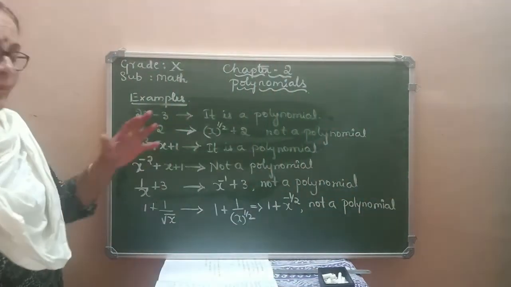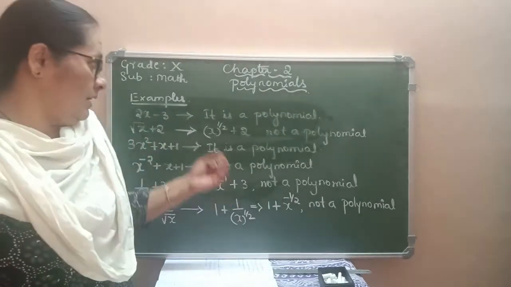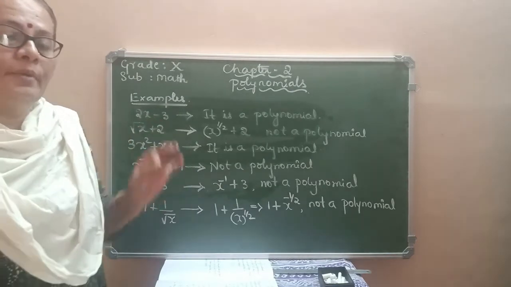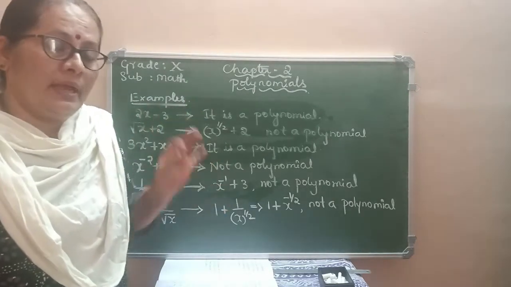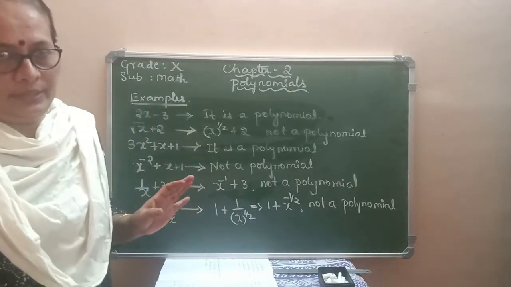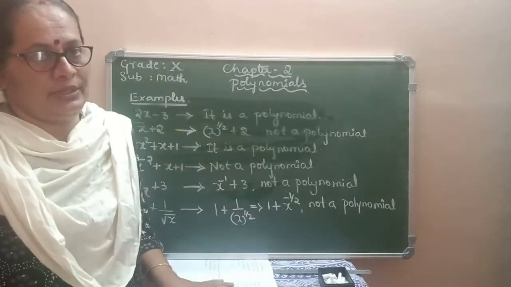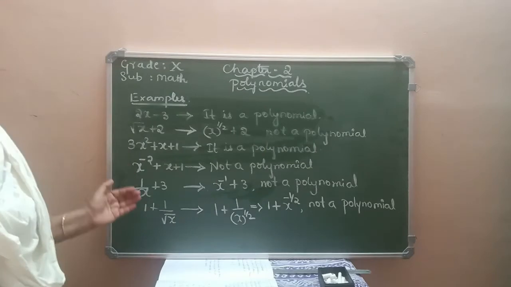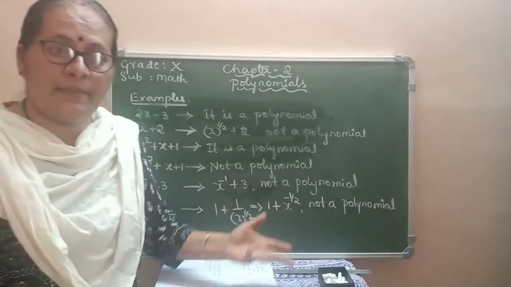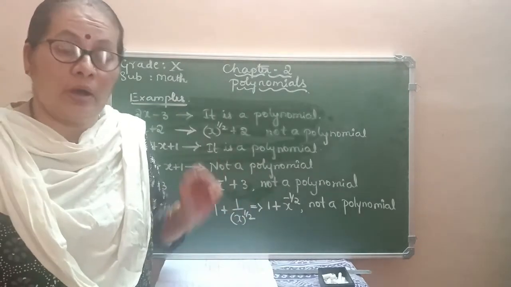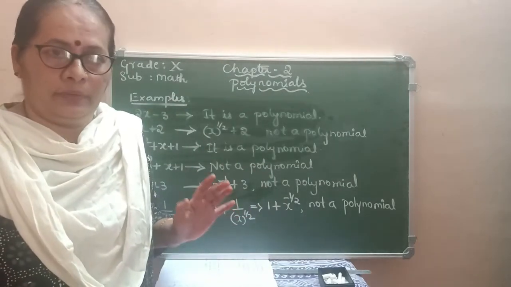To say that a particular algebraic expression is a polynomial, the power of the variable should be a non-negative integer. So here are some examples; I can collect a few more examples and you can identify whether each is a polynomial or not. Okay.